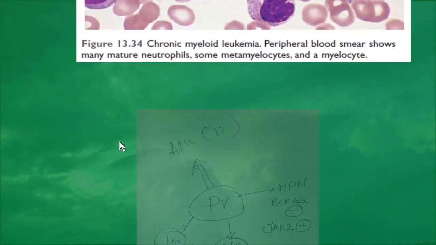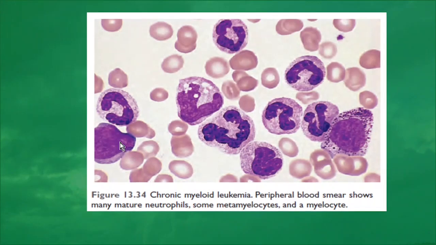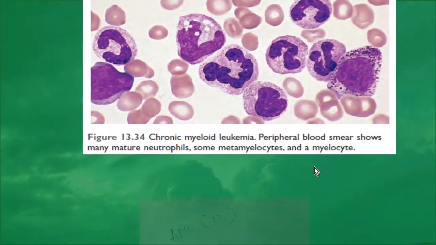Yeah, even thrombocytosis can occur in CML, in peripheral blood, although here it almost looks like thrombocytopenia, but usually it can present as thrombocytosis also.